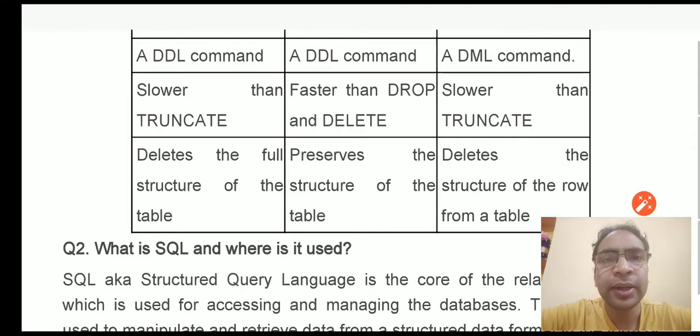The other difference is speed: the drop command is slower than truncate, which is faster. Truncate is faster than drop, and the delete command is slower than the truncate command. Now the drop command deletes the complete structure and all the data, the truncate command preserves the structure, and the delete command only deletes the data inside the table.